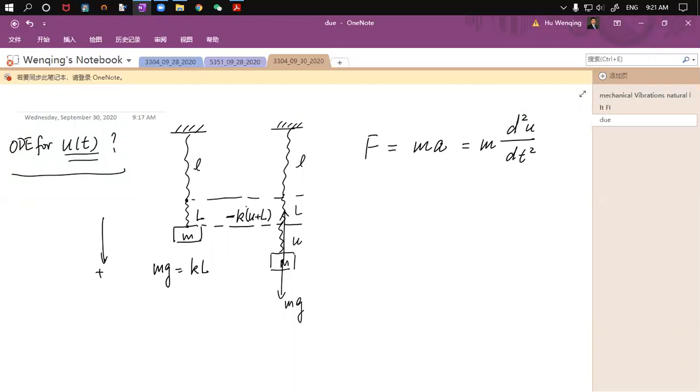Now, we're going to consider a real-world scenario, where the whole system, the mass and the spring, is immersed in a certain medium. It's not in a vacuum, but in a certain medium. The environment is going to exert a certain damping force. We're going to call it the damping force.